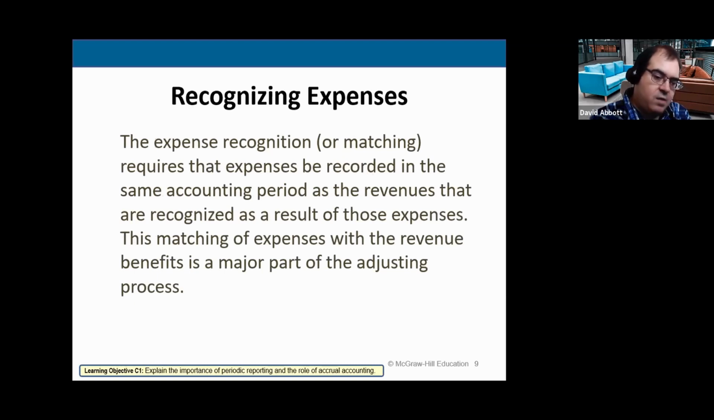And then again, recognizing revenues. The matching principle aims to record expenses in the same accounting period in which the revenues are recognized as a result of those expenses. This matching of expenses to the revenue benefits is a major part of the adjusting process. So again, we looked at that example earlier with the insurance. You want to be able to record for each month how much you used. And so if you're doing it on the accrual basis, you can then match the expense to each month. And in order to do that, we have to do adjusting entries.